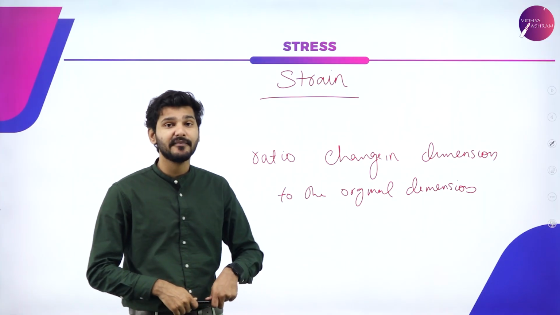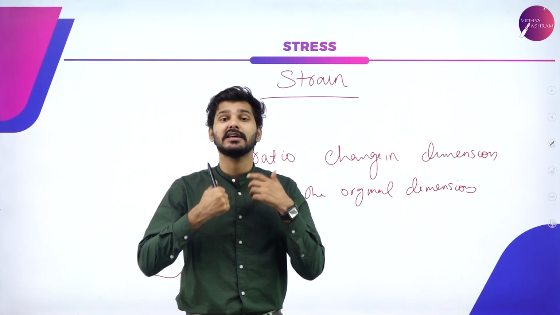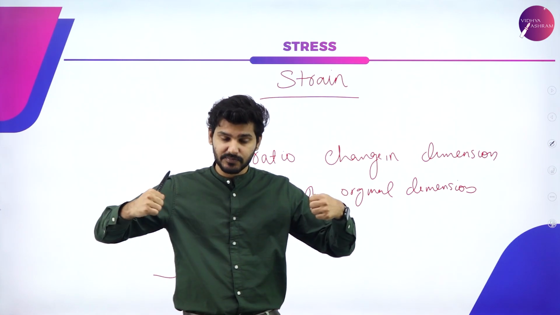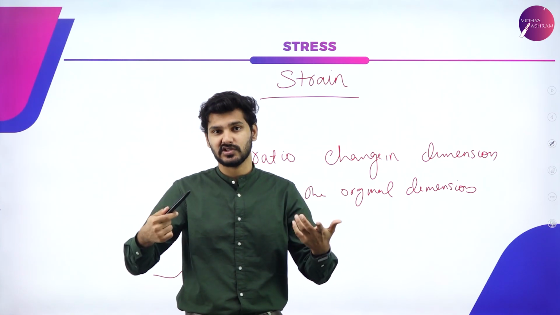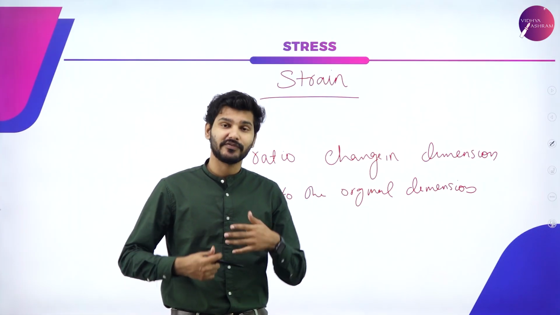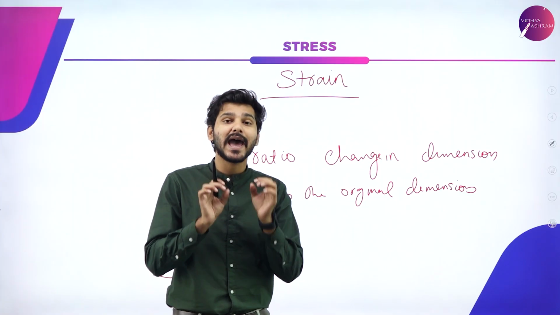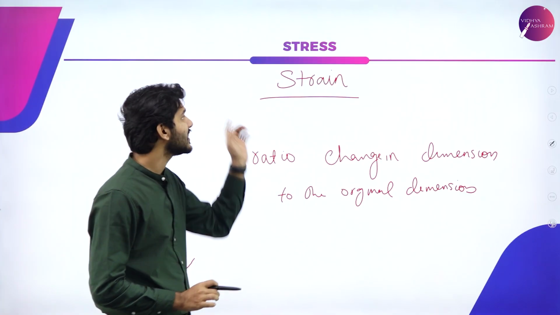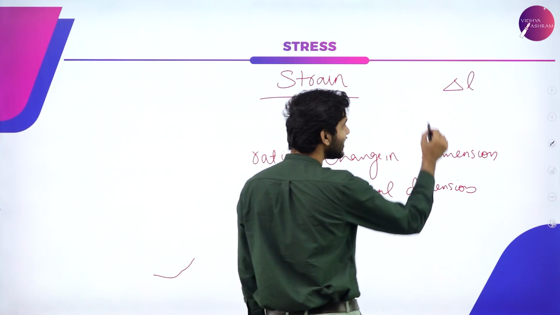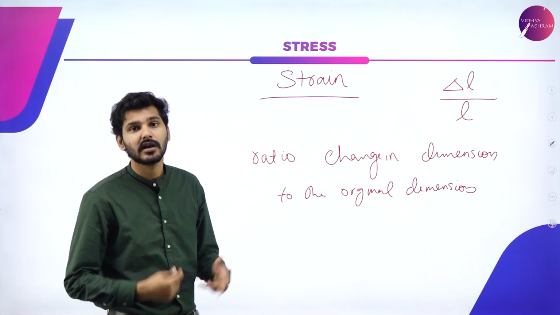If I have a string or a spring and I stretch or compress it, the length of that material changes, right? So here the dimension is length. If I take the ratio of that change in length to the actual length, that ratio is known as strain. For example, if the change in length is delta L and the original length is L, then this ratio is known as strain.